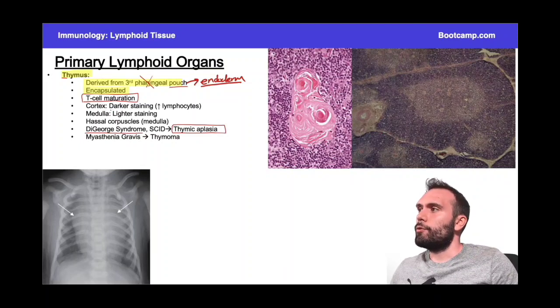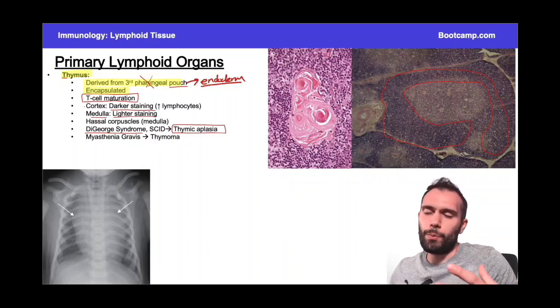So in general, remember the cortex is going to be darker staining. So we're going to have a higher concentration of lymphocytes out here. So this whole area out here, this is going to be your thymic cortex. And then in the center, you're going to have the medulla, which is going to be lighter staining. In general, the cortex is going to be more superficial. For these lymphoid organs, the medulla is going to be deeper.